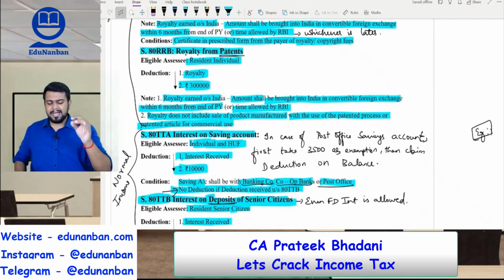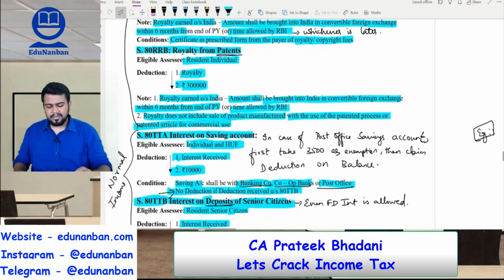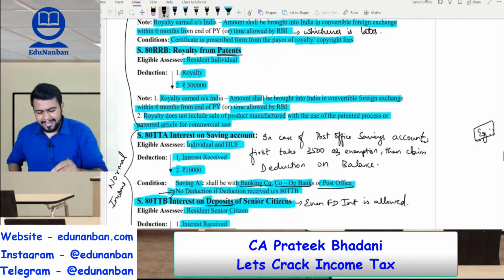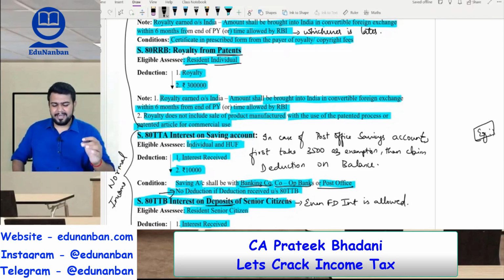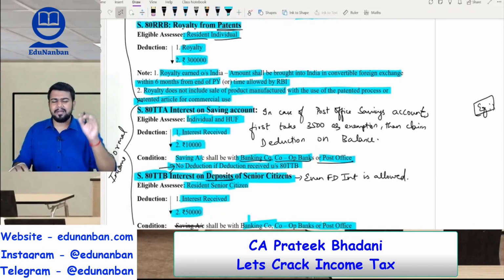Next, section 80RRB. This is royalty received for the purpose of patents. So if any royalty is received on a patent and the receiver is a resident individual, then the assessee can claim deduction of royalty received or 3 lakh rupees, whichever is lower, as the deduction. And here also, if the royalty is received from outside India, the amount shall be brought into India in convertible foreign exchange within 6 months from the end of the previous year, or time allowed by RBI, as the case may be.